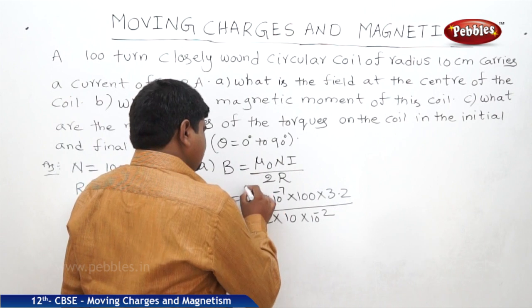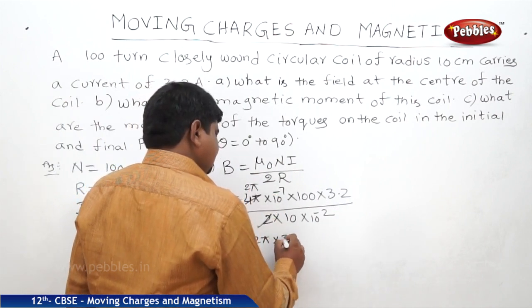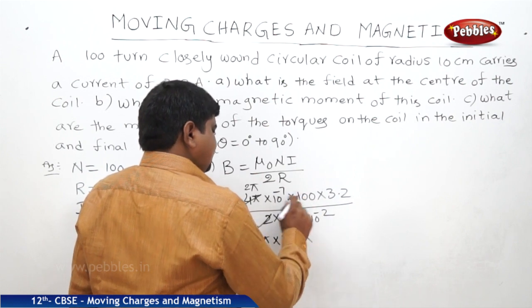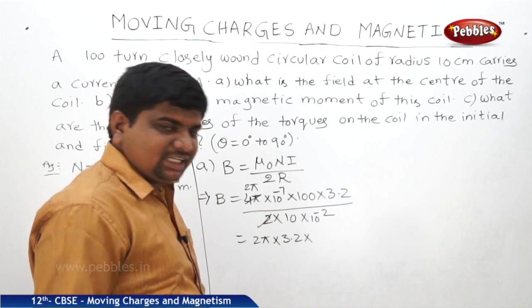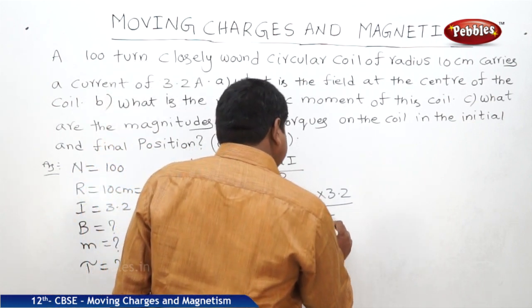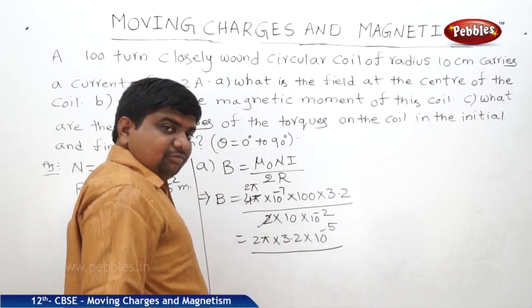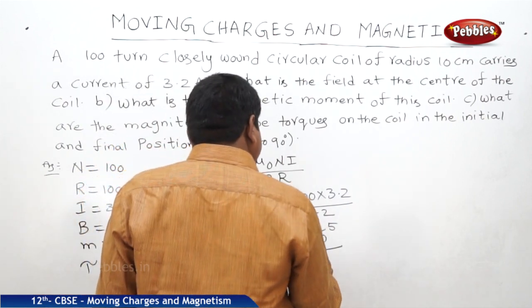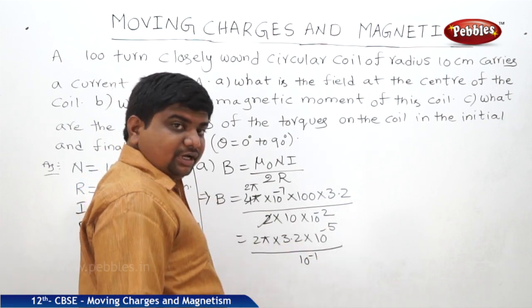So it is 2 pi into 3.2 into 100 into 10 to the power of 7, it becomes 10 to the power of minus 5, whole divided by 10 into 10 to the power of minus 2, it becomes 10 to the power of minus 1. This minus 1 goes off, plus 1, 1 minus 1, so 10 to the power of minus 4.